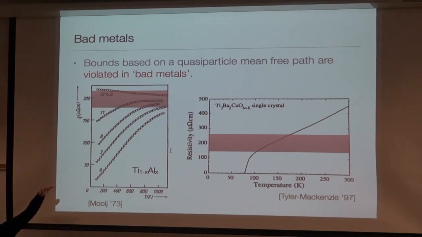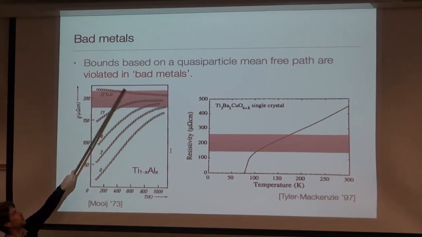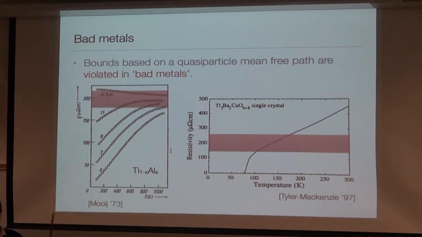So it's going up. And so to violate the Mott-Ioffe-Regel bound, you have to go through this line. You think that by just making it dirtier, I should be able to make the resistance just go up. And you do, but when you get to this bound, the slope turns around and it goes the other way, and now it's not a metal anymore, it's an insulator. And so this is the sort of thing the bound is supposed to do. However, it just doesn't work.